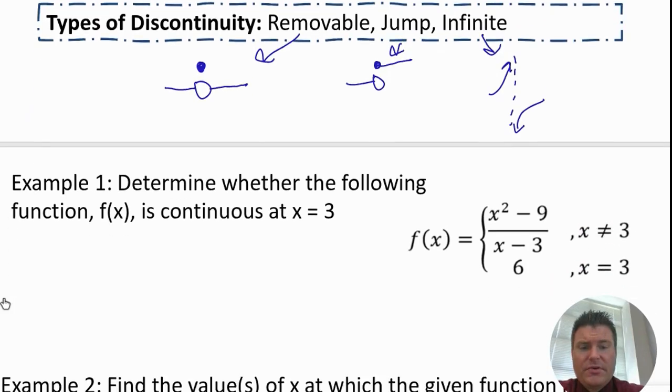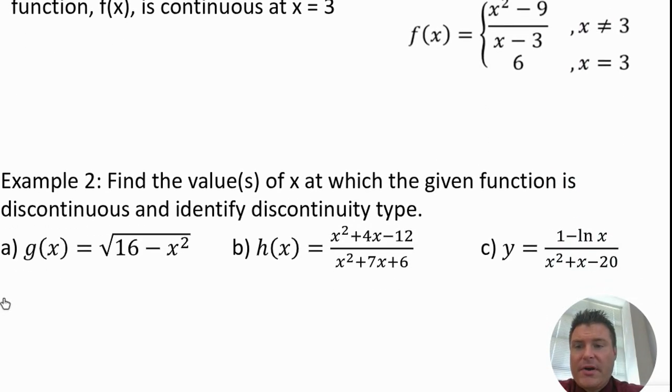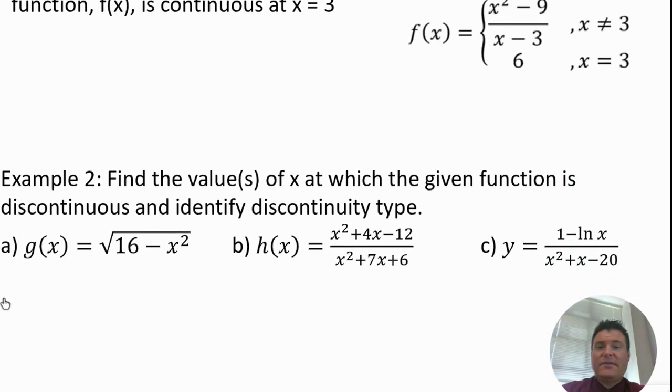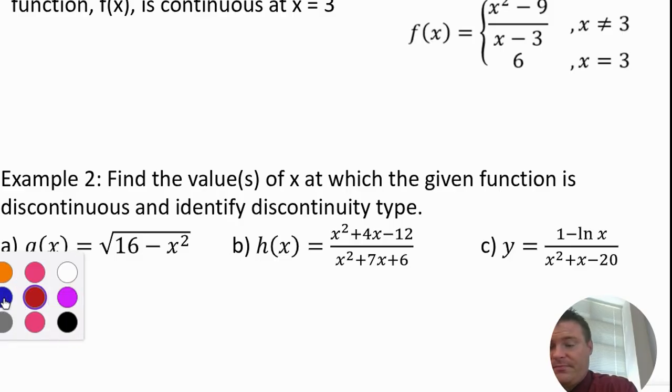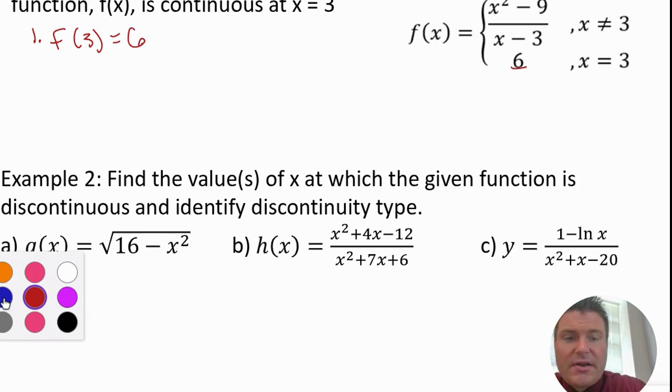Okay, so let's go ahead and go to our first example right here. Determine whether the function f of x is continuous. You can see that piecewise function right over there to the right. So let's get cracking at it. The very first thing is we need to plug in f of 3. We actually have that defined. That is equal to 6. It's right there in the piecewise function.